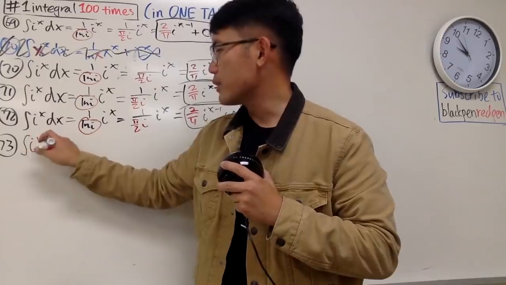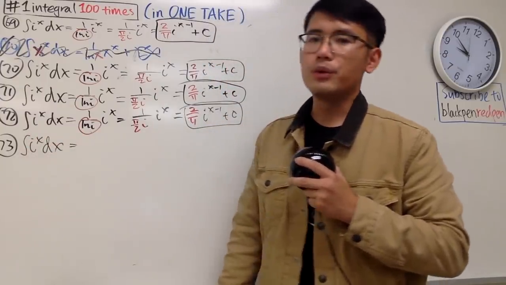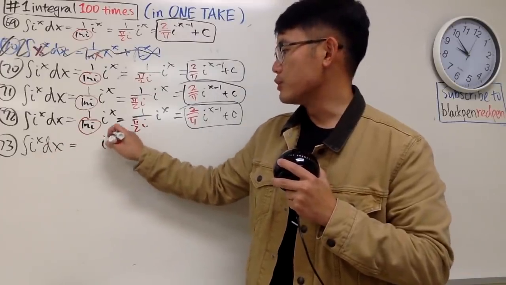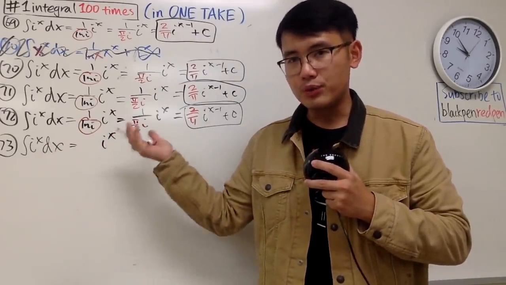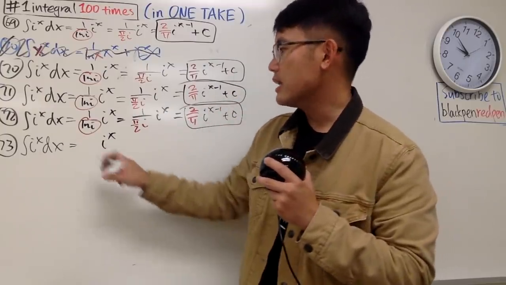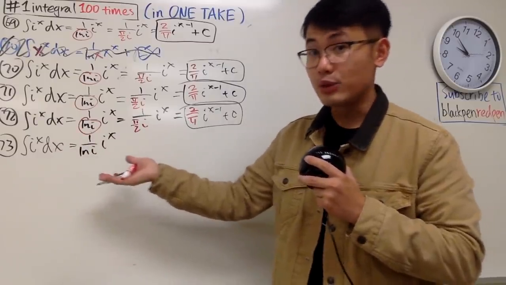Anyway, I will show you guys how to integrate i to the x power right here. How can we do it? Well, it's not e to the x, but it's almost the same. You just repeat whatever to the x power. If the base is a number, you just repeat that, and you divide by the natural log of i, like this.